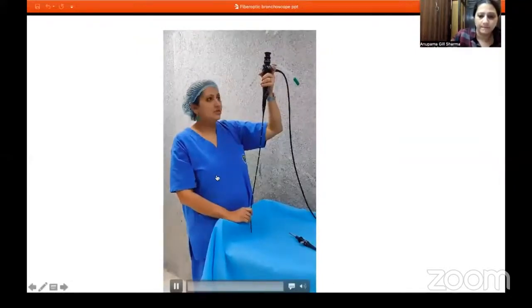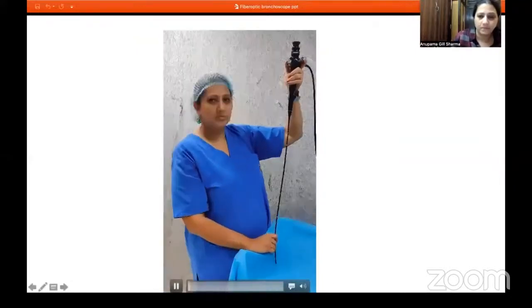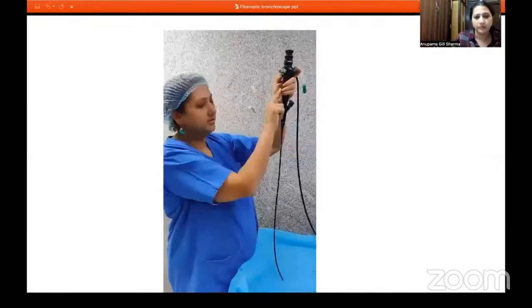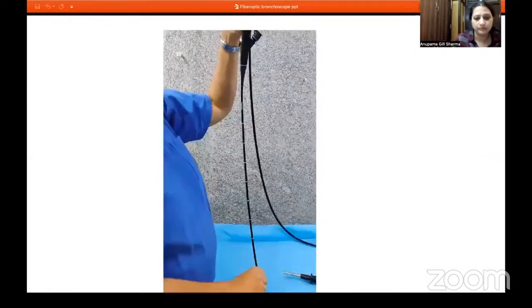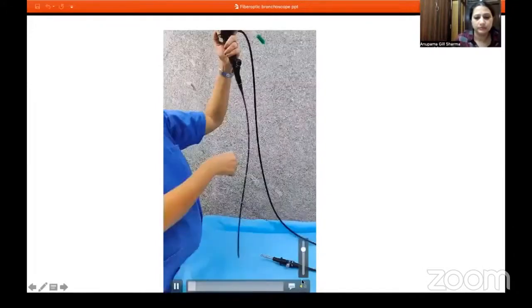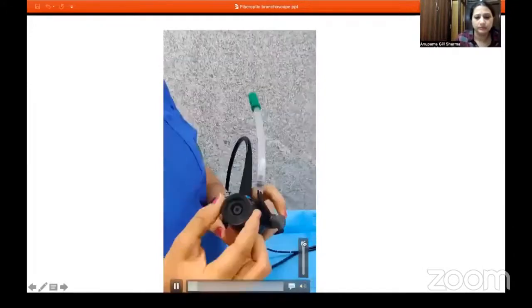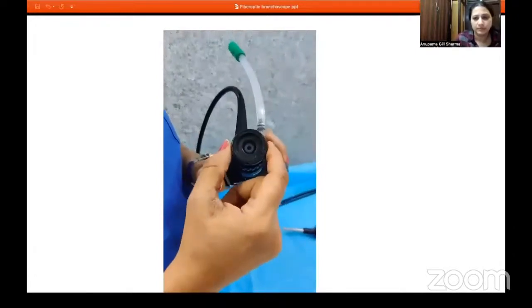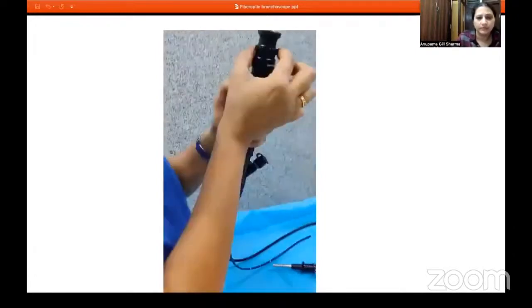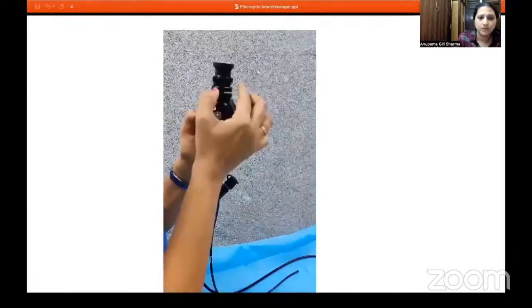Hello, I will be demonstrating the parts of the flexible fiber optic scope. This is the body of the fiber optic scope. This is the shaft. In the body, there is an eyepiece. You can see this is the eyepiece on which the camera connector can be connected, and it can be viewed in the camera also. This is the diopter ring in the body.